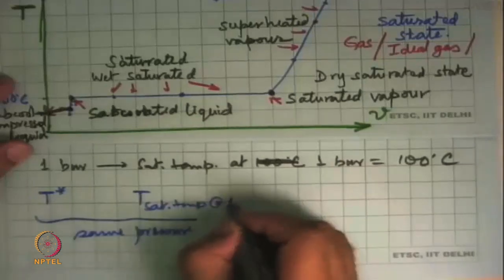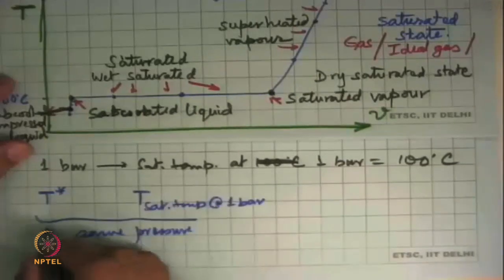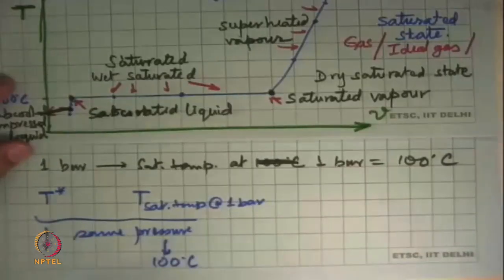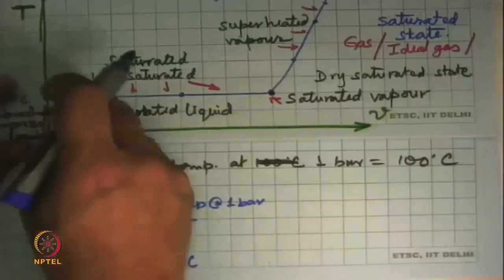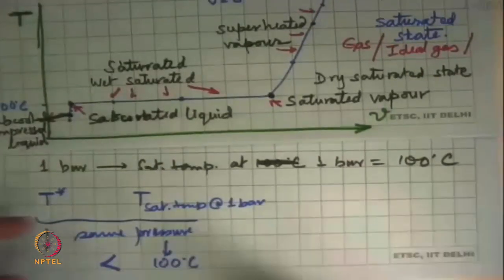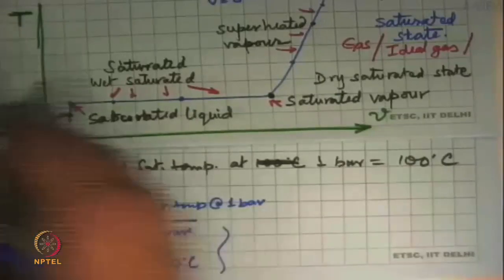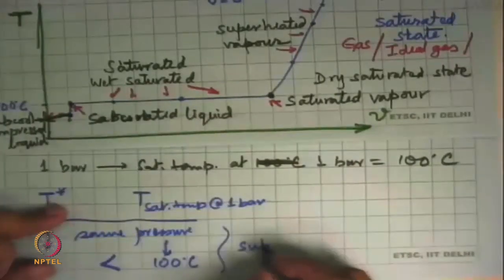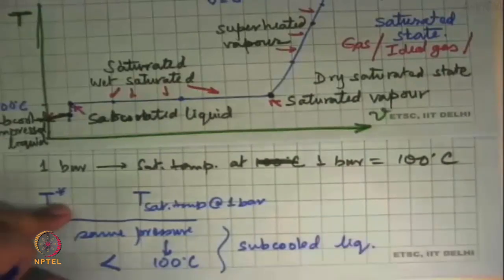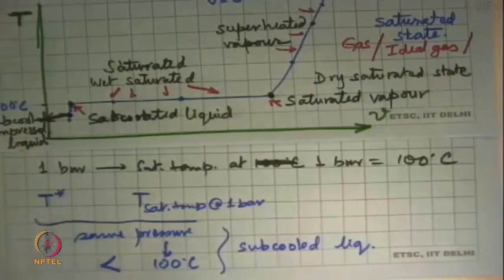Saturation temperature at 1 bar, then this T star we are comparing in this case with 100 degrees Celsius, and we know from looking at it, T star is less than 100 degrees Celsius, and that's the reason why this is called a subcooled state, or subcooled liquid. That means for the given pressure and temperature, the temperature is less than the saturation temperature at that pressure.